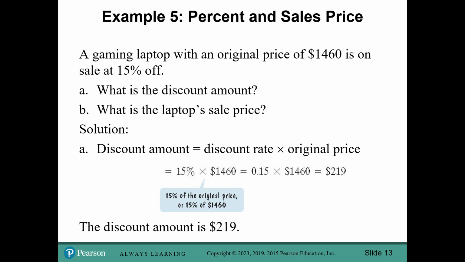The discounted amount equals the discount rate times the original price. Now the discount rate here is 15%. But just like the previous problem, I can't multiply by a percent. I have to convert that to a decimal. I'll move my decimal 2 places to the left. So I need to multiply 1,460 times 0.15, that 15% written as a decimal. If I do that, I get $219. So they are discounting this laptop $219.